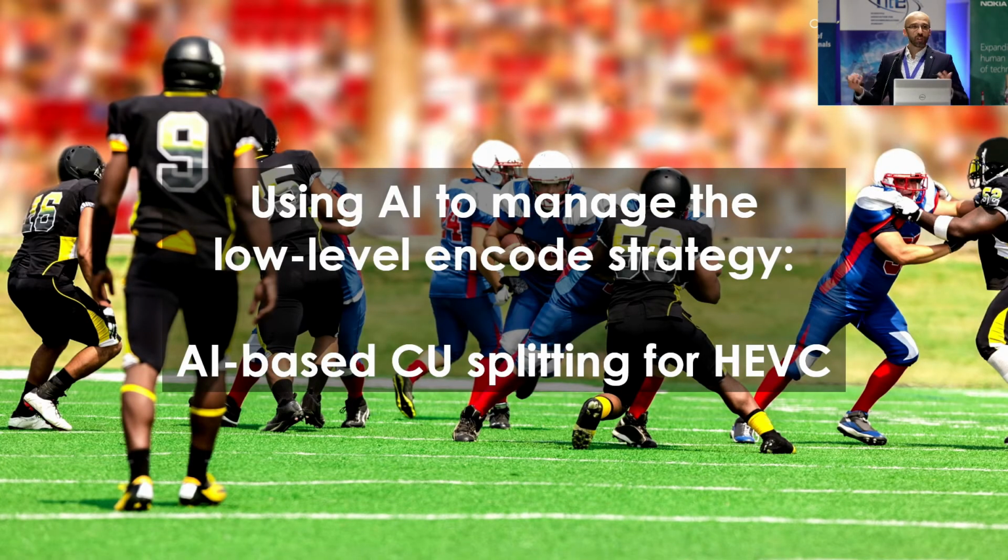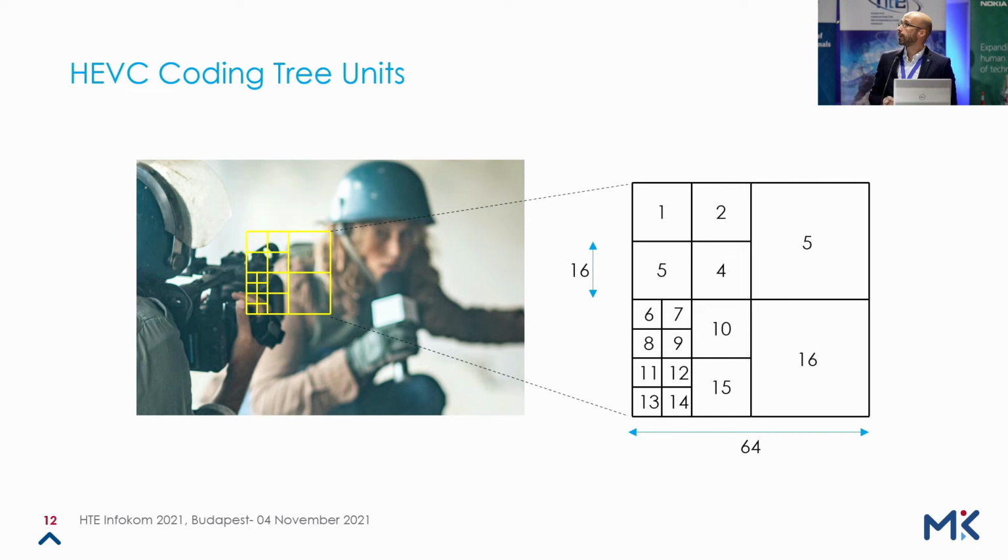So after this high-level strategy of adapting parameters, we tried to go a step further, which is, can we actually fine-tune all the small aspects of the encoder, but not the main configuration parameters, to achieve better video quality? So that was the next step. And our first attempt was at HEVC coding tree units.